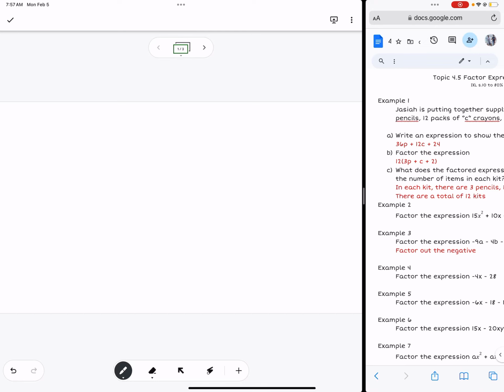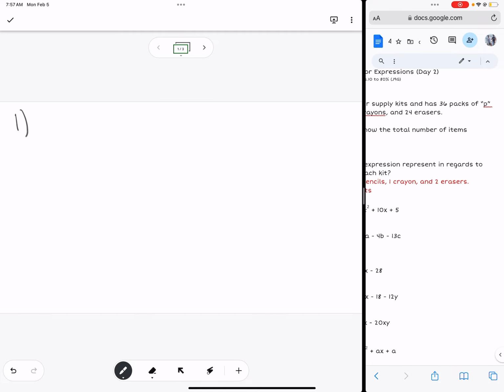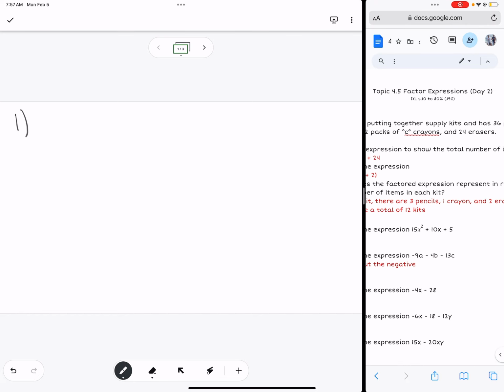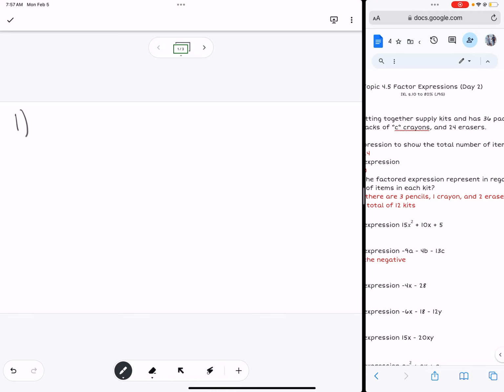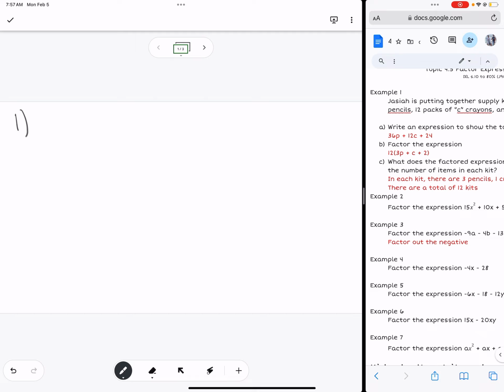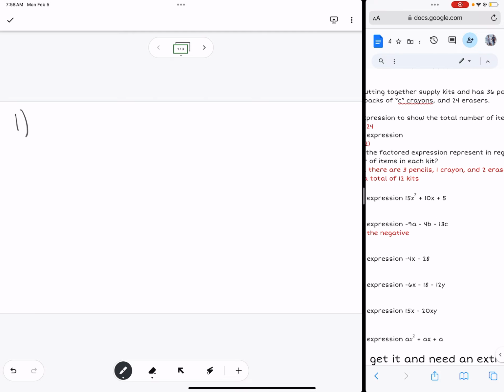Yeah, we're on 4.5 day 2. All right, so example 1, we got a word problem to start off the day. It says Josiah's putting together supply kits and has 36 packs of P pencils and 12 packs of C crayons and then just 24 erasers. So we know how many erasers there are. So let's write an expression to show the total number of items that he has.